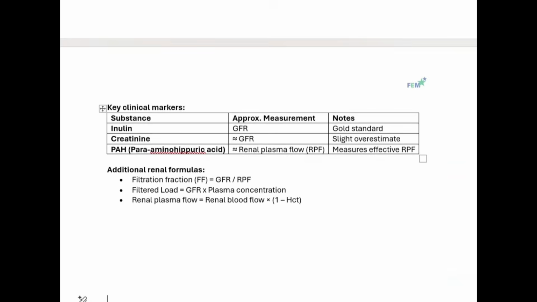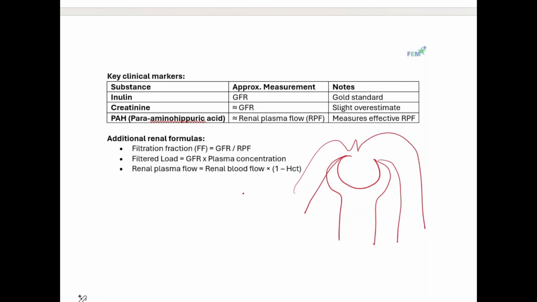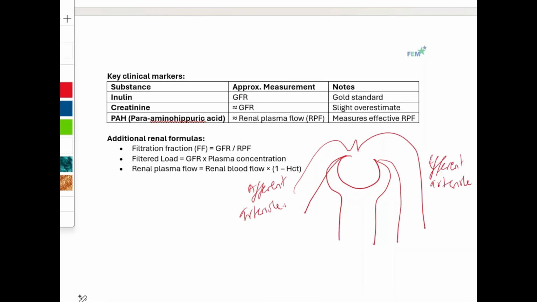Looking at the clearance of inulin, the clearance of inulin equals the glomerular filtration rate. Because if you look at our nephron, let's assume that this is the nephron, right? And bringing blood into the nephron is going to be the afferent arterioles, and this is going to be the efferent arterioles, right?